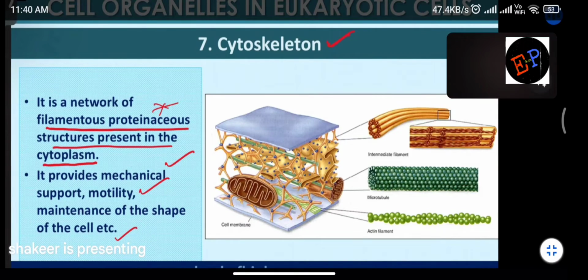So here also, inside the cell, the cell is able to maintain its shape and size because of these filamentous proteins, which is called the cytoskeleton. So this total structure which you are seeing, this total yellow colored structure which you are seeing, is called the cytoskeleton. Are you able to understand?